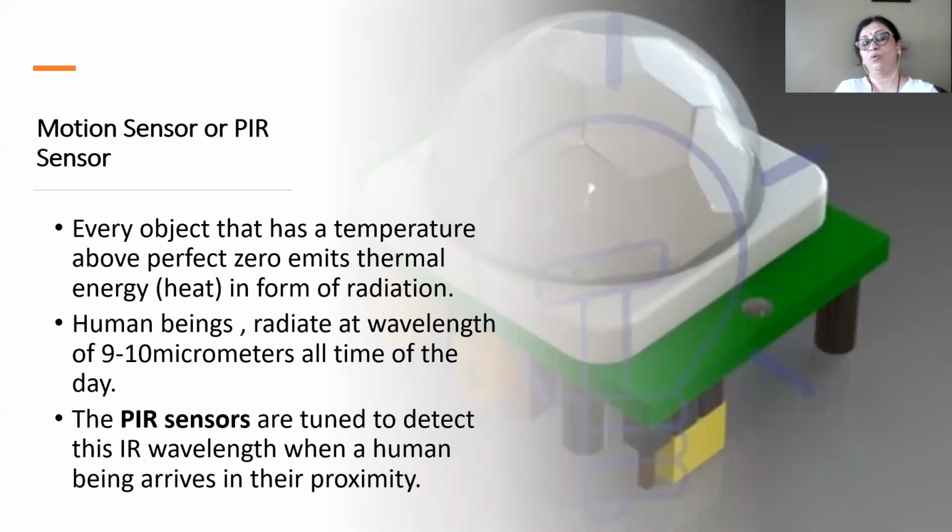So the motion of a human being will be converted into an electrical signal by the passive infrared sensor. Okay, so you can observe the actual image of the sensor here.